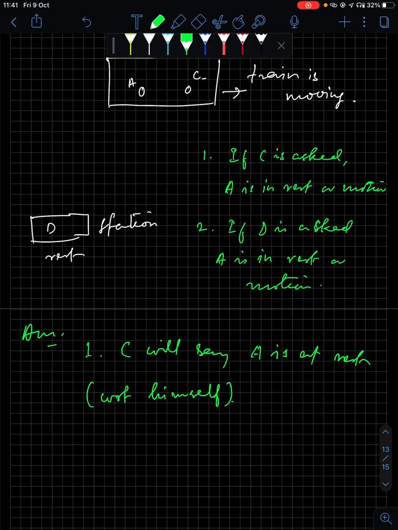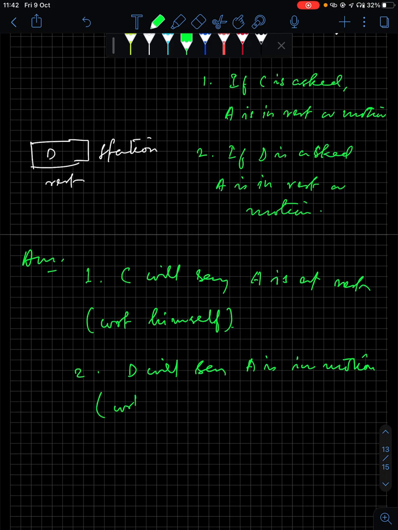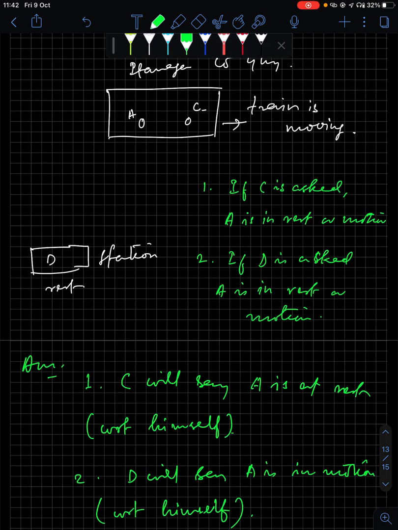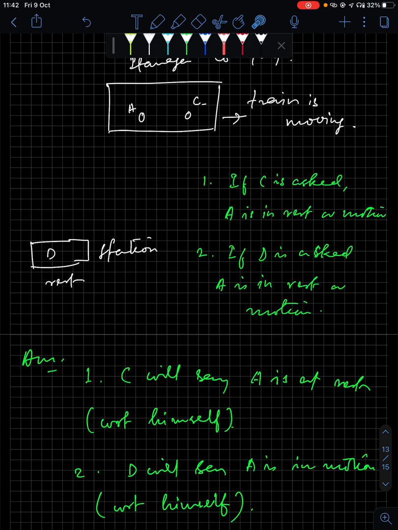Okay, this doesn't need to be mentioned. By default, it happens always. C will say A is at rest. Number two, D will say A is in motion. Now D will also say with respect to himself. Okay, I hope you got this. Now this is pretty obvious, right? Now two persons are describing the same situation, same event in a different manner. C is saying A is at rest, D is saying A is in motion.